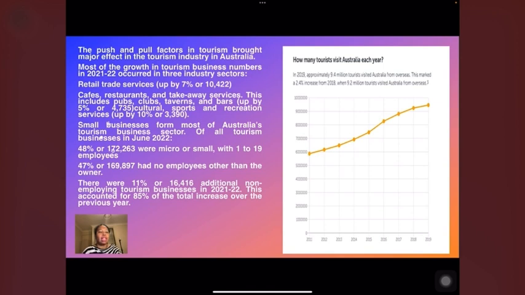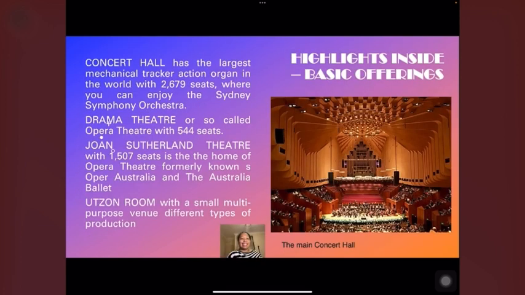And on the other side, 48%, or 169,897, had no employees other than themselves or the owner. There were 11%, or around 6,416, additional non-employing tourism businesses in 2021 to 2022. This accounted for 85% of the total increase over the previous year.